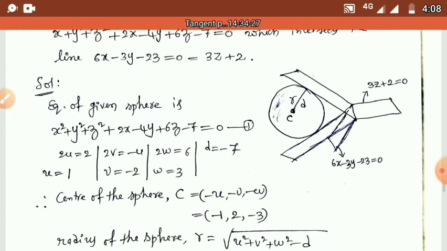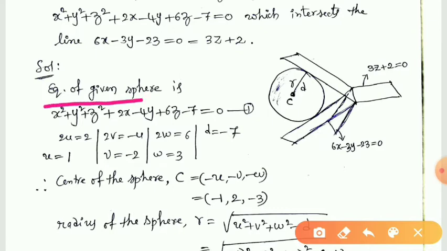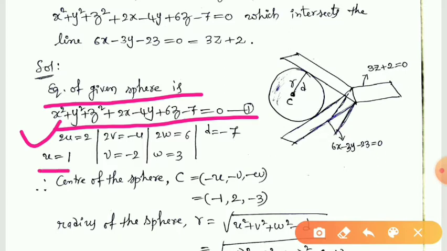We will get two equations, because there are two planes satisfying the given condition in the problem. So, the given equation of the sphere is this. On comparing with the standard equation, we obtain u equal to 1, v equal to minus 2, w equal to 3, and d equal to minus 7.